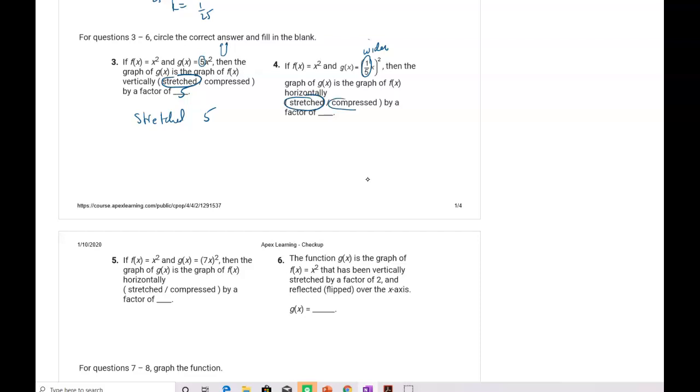Horizontal stretch, right? Because remember, if you stretch horizontally, that means it's getting wider. And it's by a factor of 5. Remember, when it stretches horizontally, it's always going to be your denominator. So it's a stretch with a factor of 5.